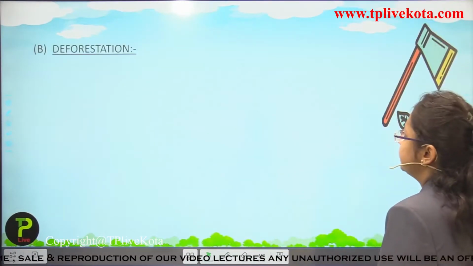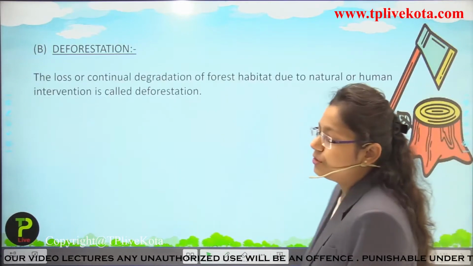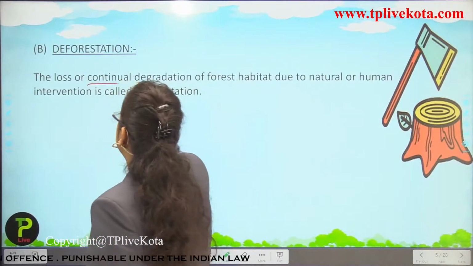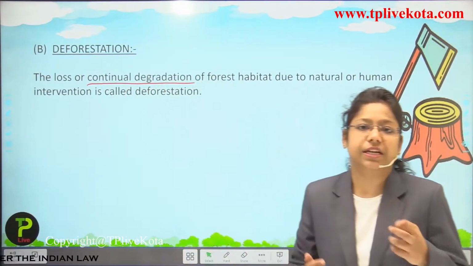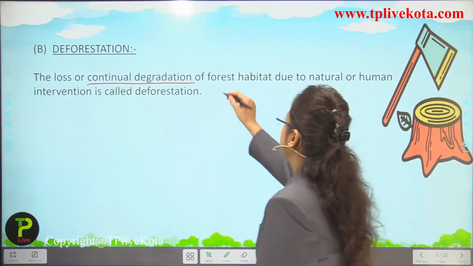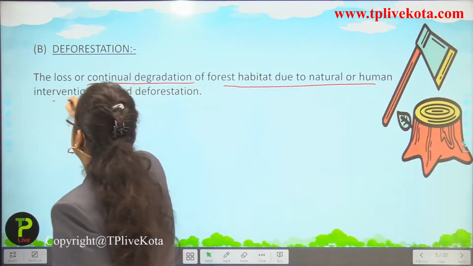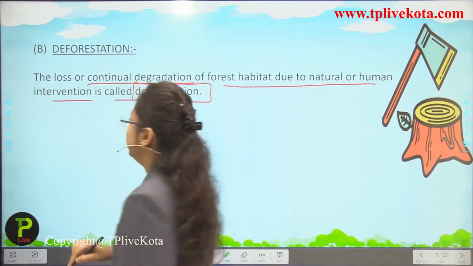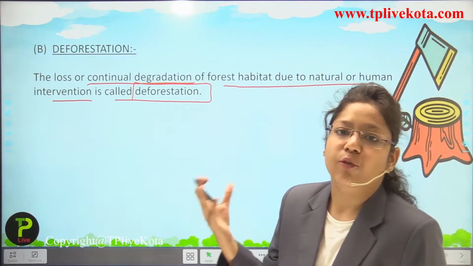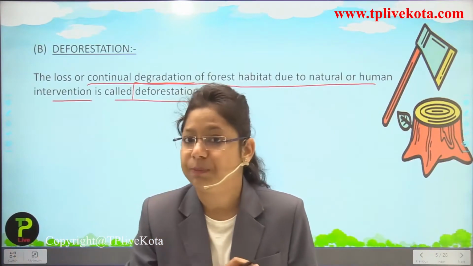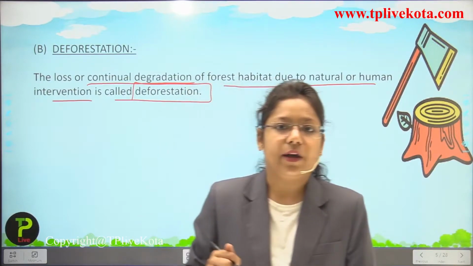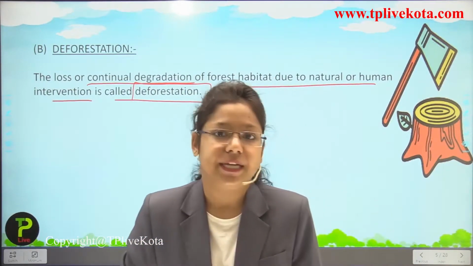Now, next is deforestation. What is deforestation, students? The loss or continual degradation of forest habitat due to natural or human intervention is called deforestation. Continual degradation means if you are continuously degrading any kind of thing. It is usually due to urbanization. What happens, students? If we want to construct any kind of building, school, hospital, then what will we do? We will cut all the trees which are present over there. So this is a sort of deforestation.